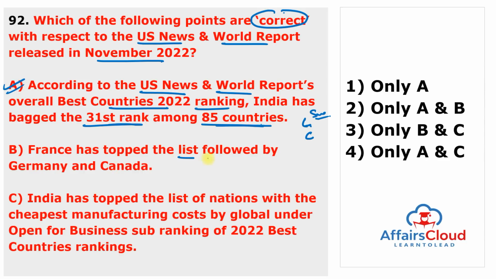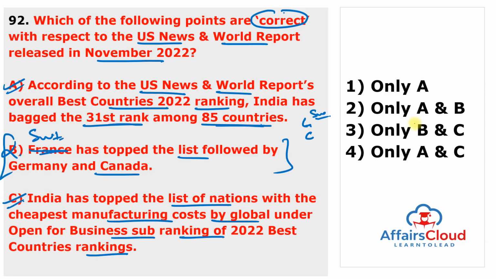France has topped the list, followed by Germany and Canada. No, this is Switzerland who topped the list, followed by Germany and Canada. So second statement is wrong. India has topped the list of nations with the cheapest manufacturing cost by the Global under Open for Business sub-ranking of 2022 best country ranking. And this statement is also true. So all the statements are correct except B. So correct statement is only A and C. So answer of this question is 4.